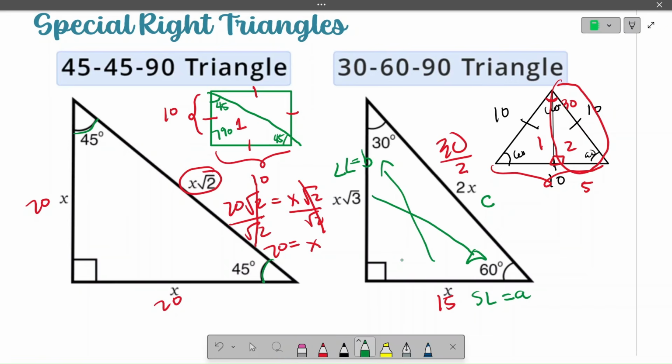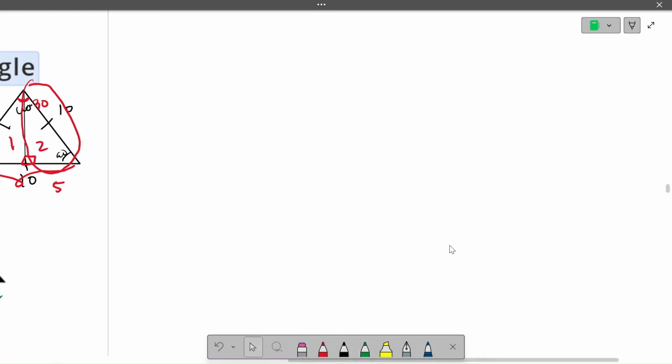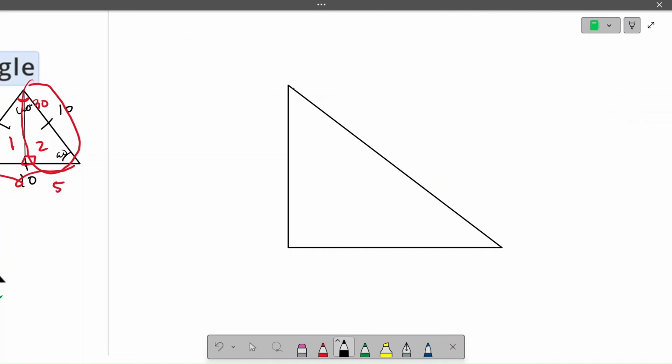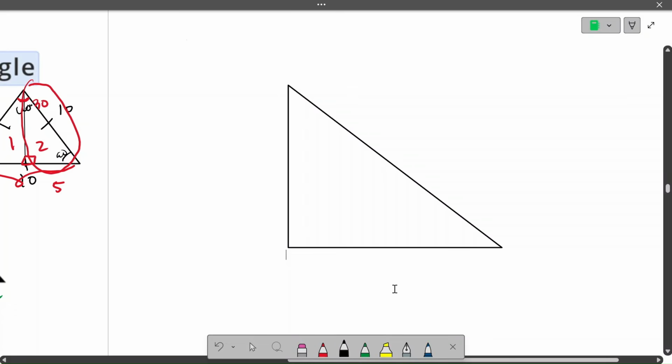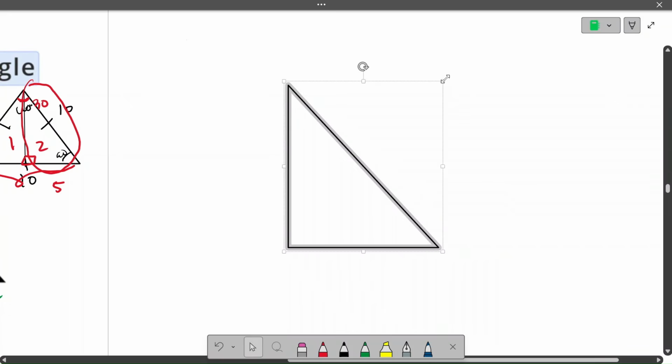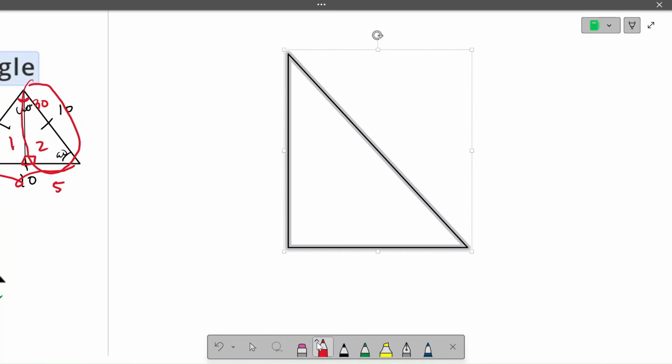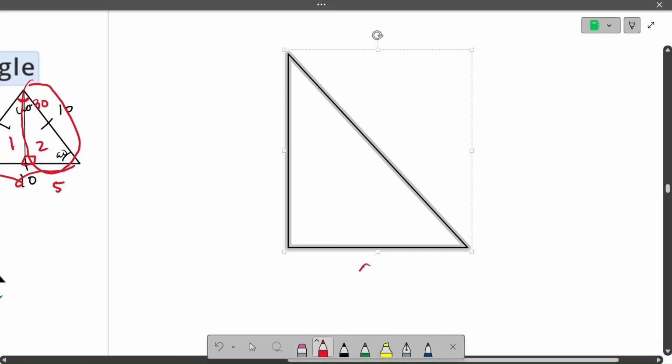Sige nga, let's do this on the side. We have this 30, 60, 90 degree. This is parang dito. We'll do it like this. So this is our A, right? This is our B, this is our C.